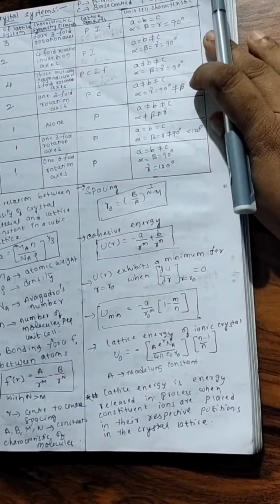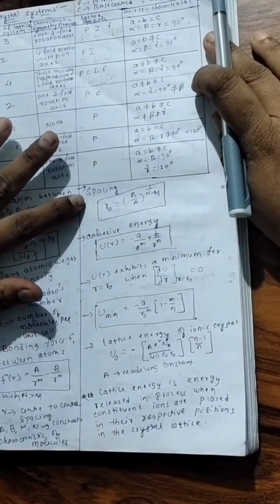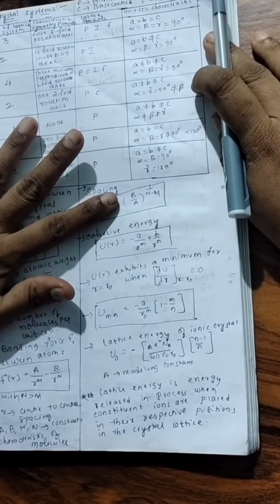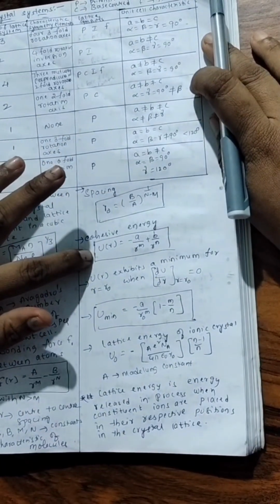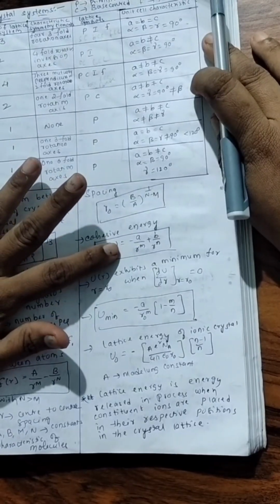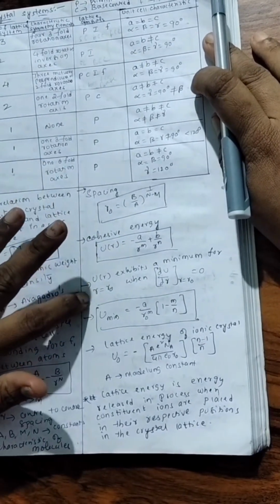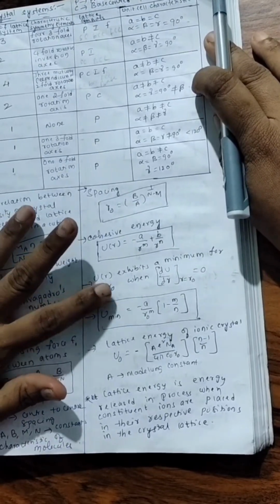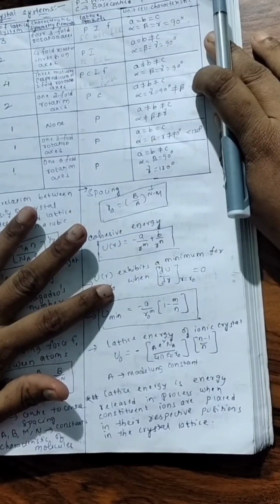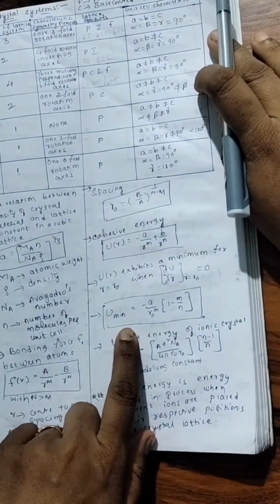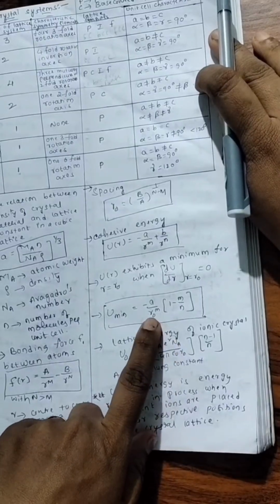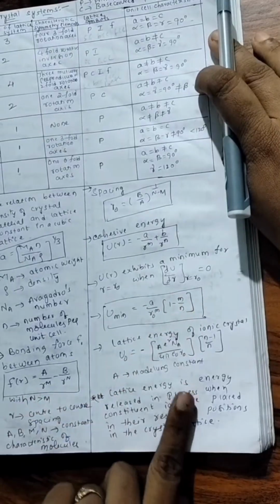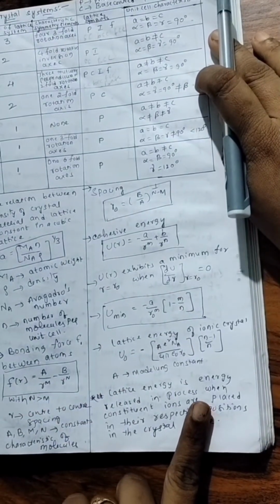Now next, the spacing r naught is equal to (B by A) whole to the power of 1 by (n minus m). Cohesive energy U of r equal to minus A by r to the power of m plus B by r to the power of n. U of r exhibits a minimum for r equal to r naught, when dU by dr at r equal to r naught equals 0. Now U minimum is equal to minus A by r naught to the power of m, (1 minus m by n). r naught is the spacing between the molecules, A is the lattice constant, m and n are the characteristic constants of the molecules.